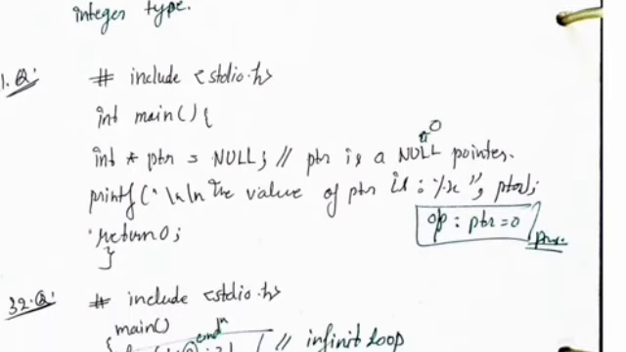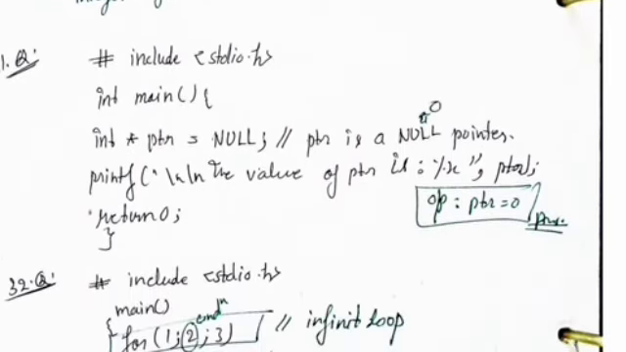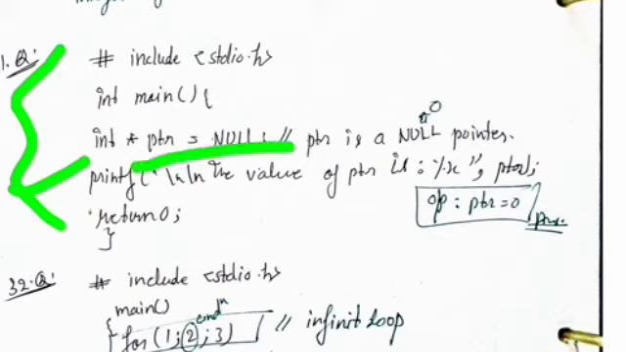Question number 31. Here the line of code is given as: int main, int *ptr, pointer ptr is equal to NULL, print the value of ptr, return 0. What will be the output of this line of code? The output of this program is 0. Why? Because here the pointer is equal to NULL, and we know that NULL is a pointer which is assigned an integer value, that is here ptr equal to 0, and the output of the program is 0.